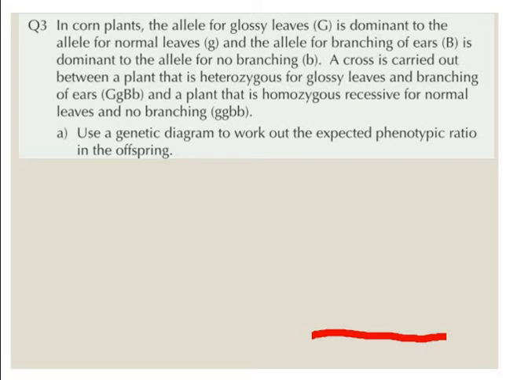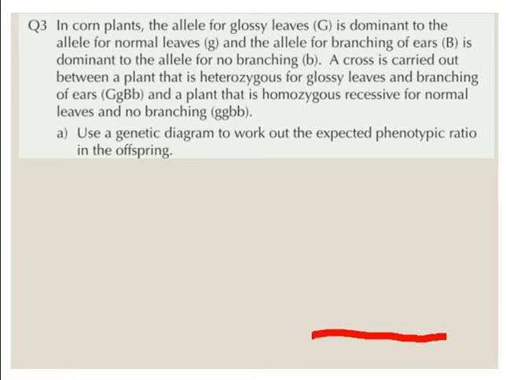A cross is carried out between a plant that is heterozygous, okay, so two different alleles for glossy leaves and two different alleles for branching, and a plant that is homozygous recessive for both the leaves and branching, so little g's, little b's. Use the genetic diagram to work out the expected phenotypic ratio of the offspring. So stop the video here.